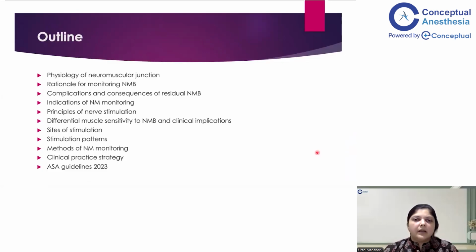So I'll cover this topic under the following outline. Firstly, we'll discuss briefly the physiology of the neuromuscular junction, the rationale for monitoring neuromuscular blocks, the complications and consequences of any residual neuromuscular blockade, what the indications for neuromuscular monitoring are, the principles of nerve stimulation, differential muscle sensitivity to these neuromuscular blockers and their clinical implications, the various sites used for stimulation, stimulation patterns, methods of neuromuscular monitoring, clinical practice strategy, and the ASA 2023 guidelines.